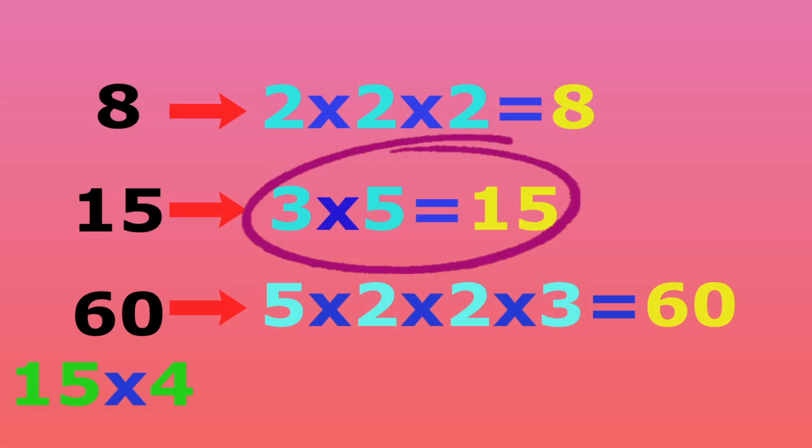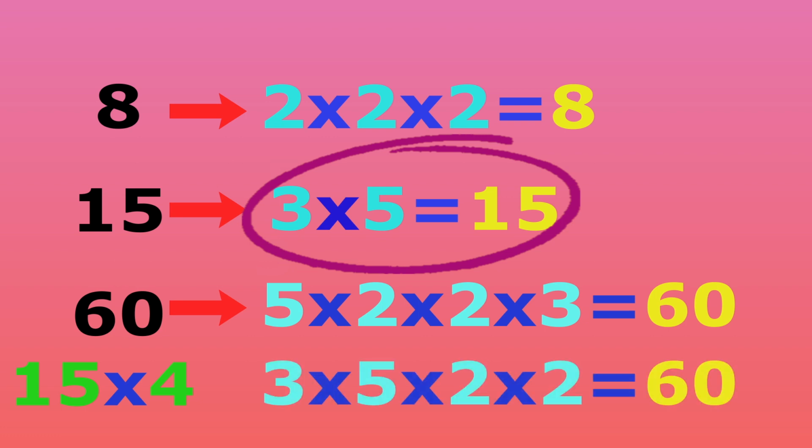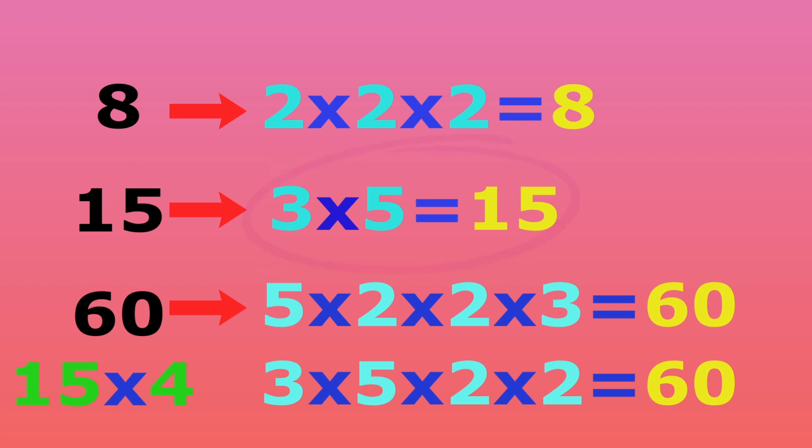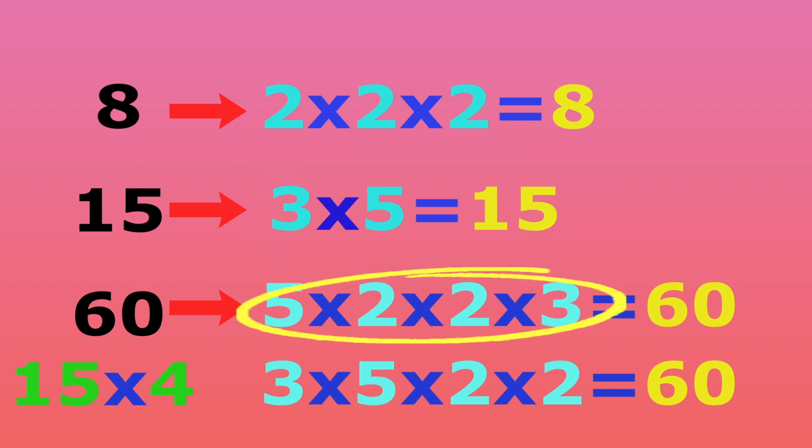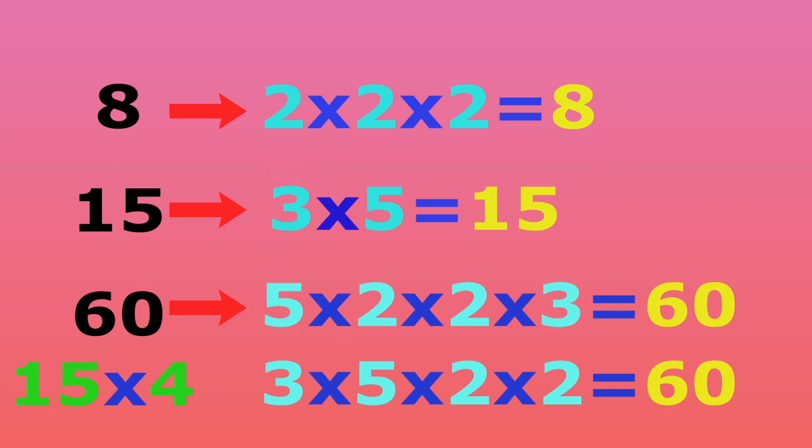So really, 15 times 4 is the same as 3 times 5 times 2 times 2, which is just 5 times 2 times 2 times 3 with the numbers rearranged. It's exactly the same set of prime factors. So yes, there is only one way to write 60 in prime factorization format. Try other factor pairs of 60. You'll find you will always get the same set of prime factors.